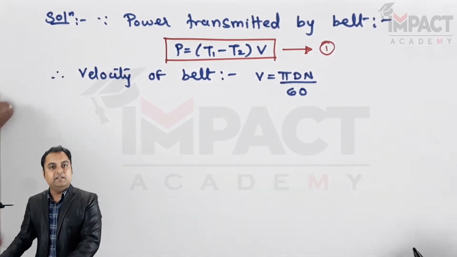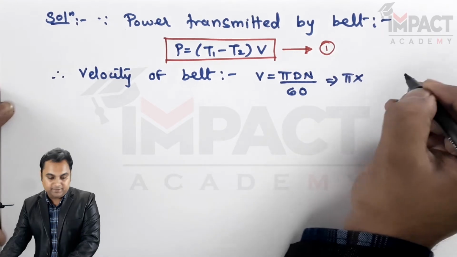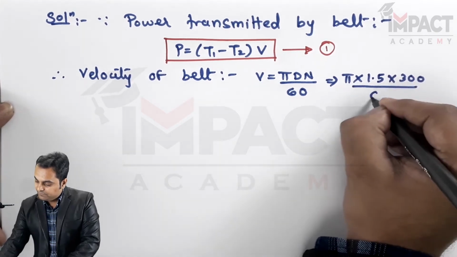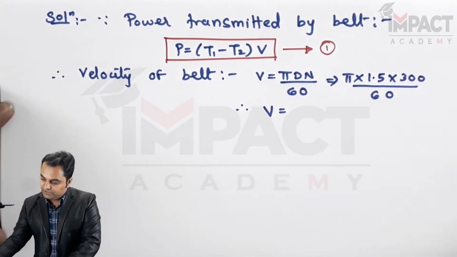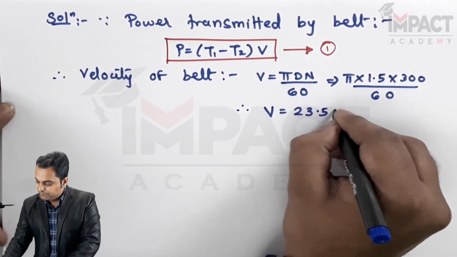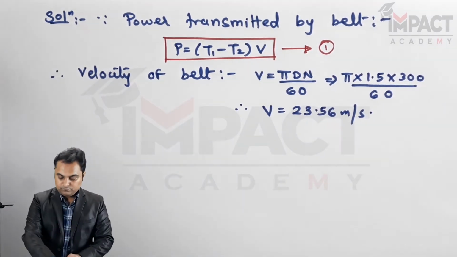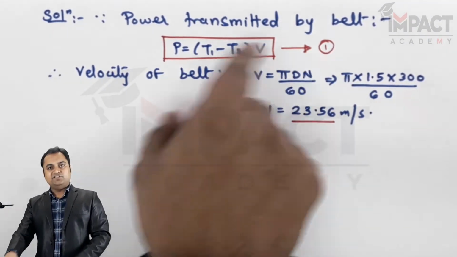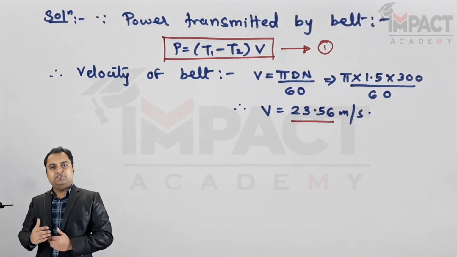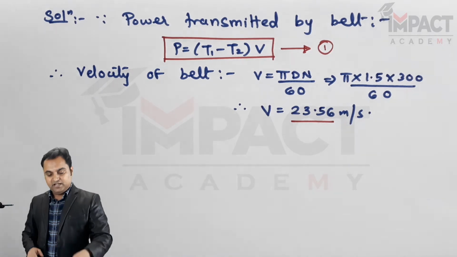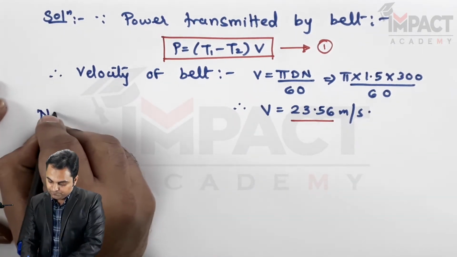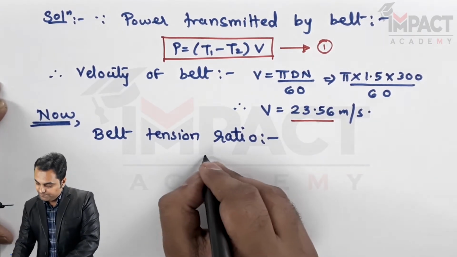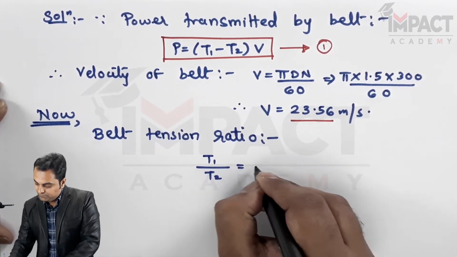is given by the formula pi d n by 60. The diameter of pulley is 1.5 meter, RPM is 300 divided by 60. So I am getting the answer of velocity here, which is 23.56 meter per second. After getting the value of velocity, T1 and T2 are the unknowns in equation 1. I need to get the relation of T1, T2, which I am going to put in equation 1, and for that I have to use the belt tension ratio. So belt tension ratio is given by T1 upon T2 is equal to e raised to mu theta.